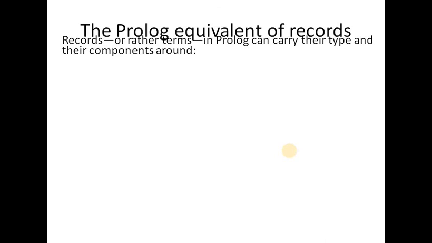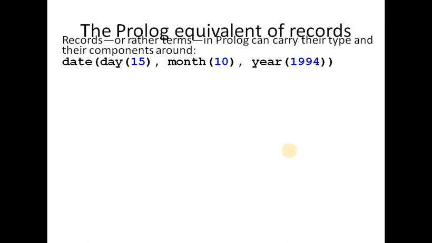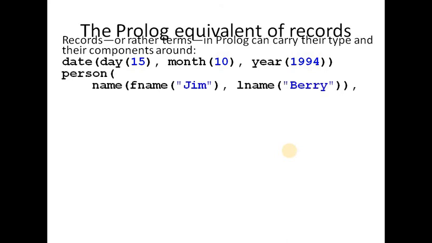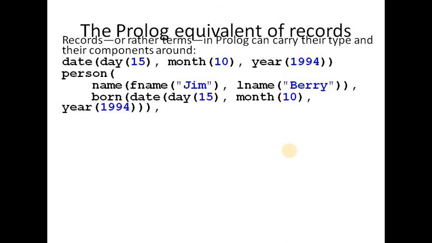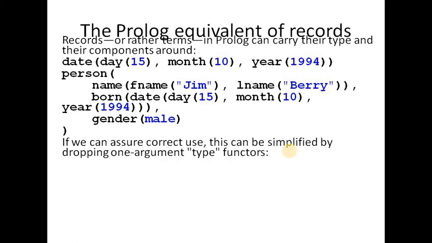The Prolog equivalent of a record, or rather terms in Prolog, can carry their components around. So we are writing the record in Prolog: day, the 15th, month 10 and year 1994. We are declaring first name Jem, and last name is Barry, born date is 15. So we can write a record in Prolog. You can note down the syntax of the record. If you can assure correct use, this can be simplified by dropping one argument type functors.